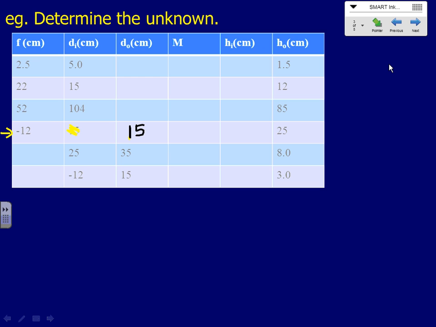Do is 15. Oh, I put di. F is negative 12. Do is 15. Ho is 25. Okay. So, what does the negative for the f stand for? If the focus is negative, what does that mean? Yep. It's a convex mirror, right? It's a diverging mirror. Excellent.